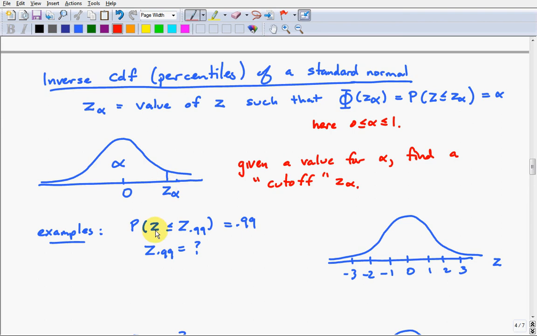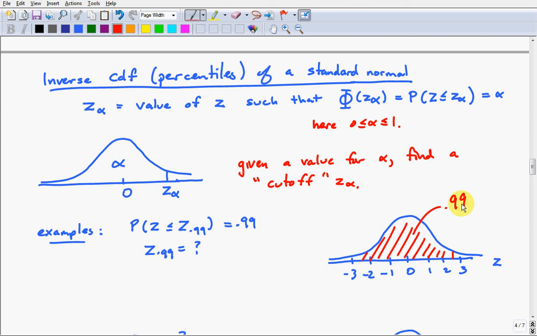So for example, let's suppose I want to calculate the 99th percentile. I want to find a value z.99 such that there's 99% probability to the left of it. What is that cutoff value? Well, if it's 99% probability to the left, we know it's going to be some large value. I don't know precisely what it is, but it's going to be something up here because we want this area here to the left. This has got to be 0.99. It's got to be some big value. How do you find that out?